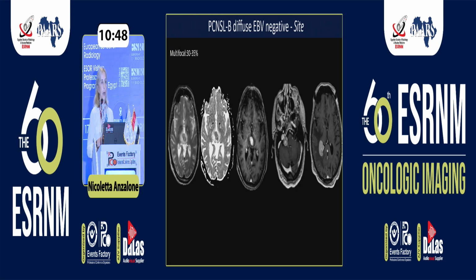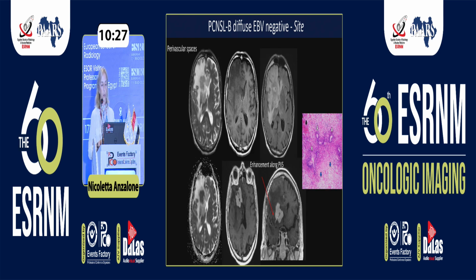As I said before, in most of the cases the primary central nervous system lymphoma is a single lesion, but it may be multifocal also. And here is again another location in the third ventricle and in the subarachnoid spaces, as you may see here. So three different locations, very similar. Usually they are very similar lesions.